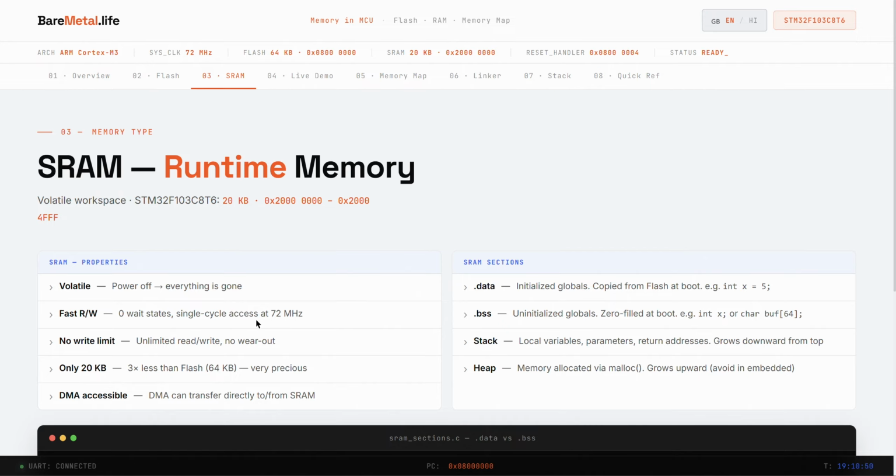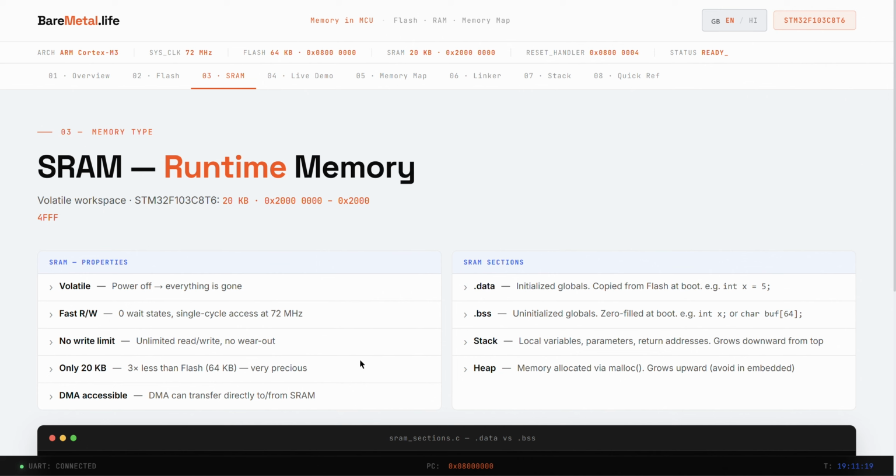And unlike Flash, there is no write limit. You can read and write to SRAM as many times as you want. The only catch here is it's small. On our STM32F103C8T6, we only have 20 KB of SRAM. And that's actually true for almost every MCU out there. You will always have less SRAM than flash.